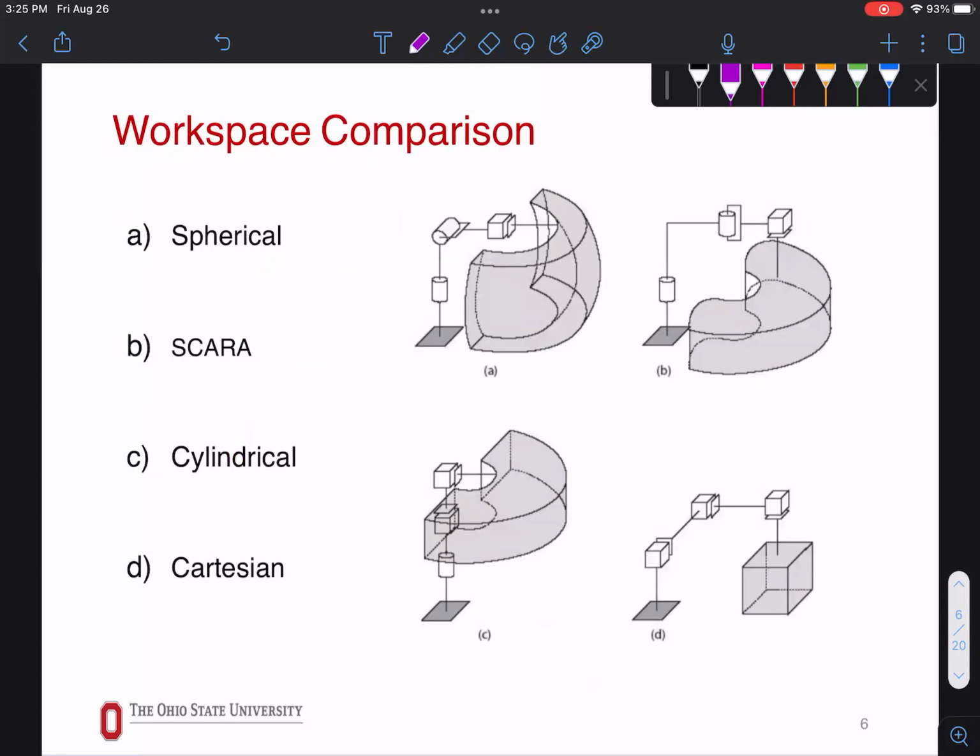All right, so compare the different workspaces, and you see that RRP, A and B, have very different workspaces. And then you have RPP, PPP. These are all famous robots, so it's good to become familiar with their configuration.